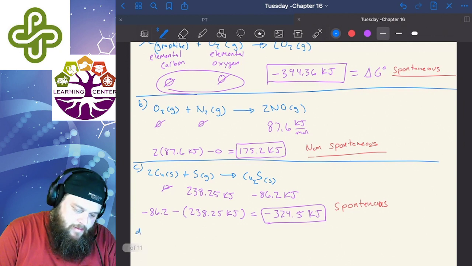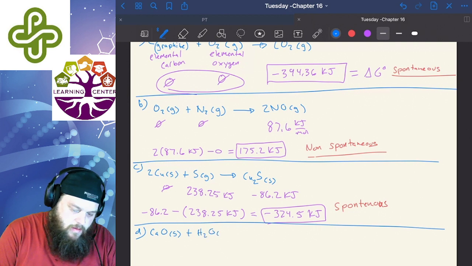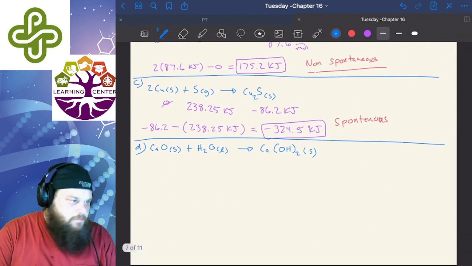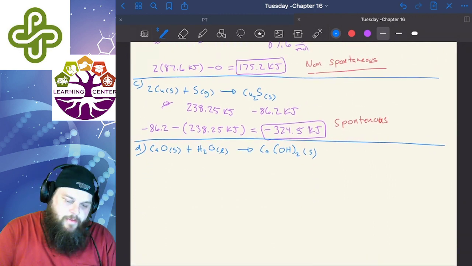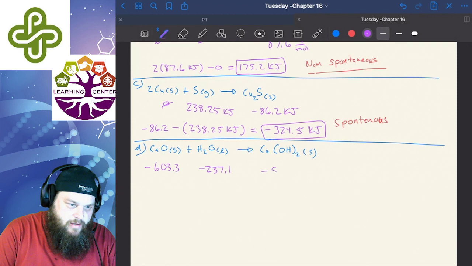Part D is calcium oxide, which is a solid, plus H2O in a liquid form, produces calcium hydroxide, solid. So I looked these up earlier. This is negative 603.3 kilojoules. We have negative 237.1 kilojoules and negative 897.5 kilojoules.